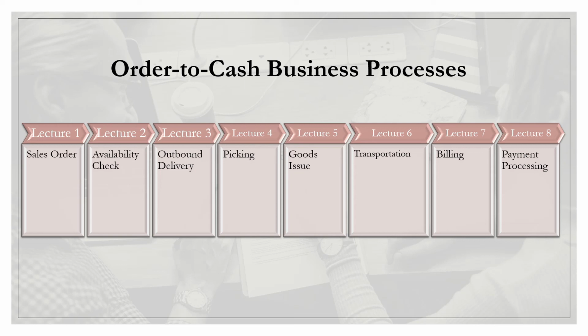To finalize this section: in lecture one, step one was the sales order. Then we followed with the availability check to see whether we have the equipment or not. Then the outbound delivery document is created, which is where we stand at this point. The next section will be picking and packing, but we call it picking. After that comes posting goods issue, transportation, billing, and the payment process.